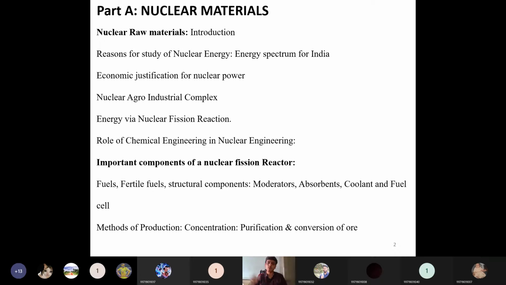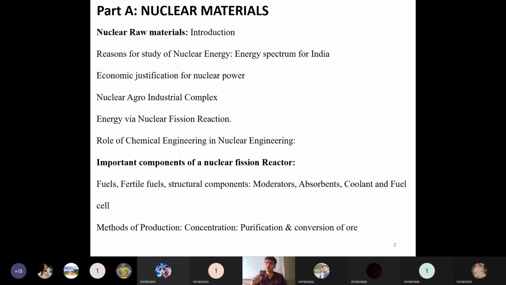Then the next topic will be the role of chemical engineering in nuclear energy. In nuclear energy production, nuclear physicists are largely involved. So what kind of role do we have to play as chemical engineers? We will pay special emphasis on this topic.